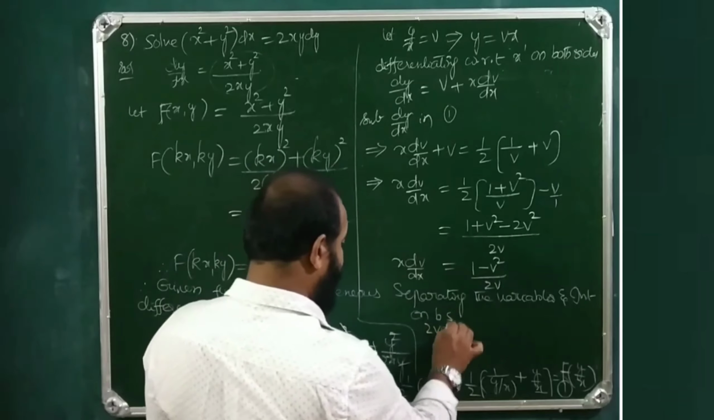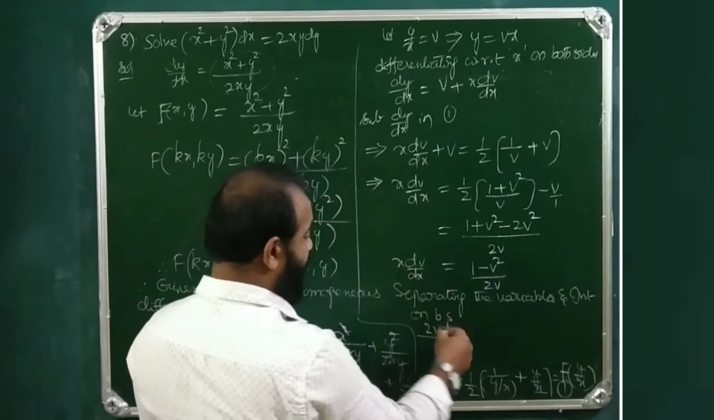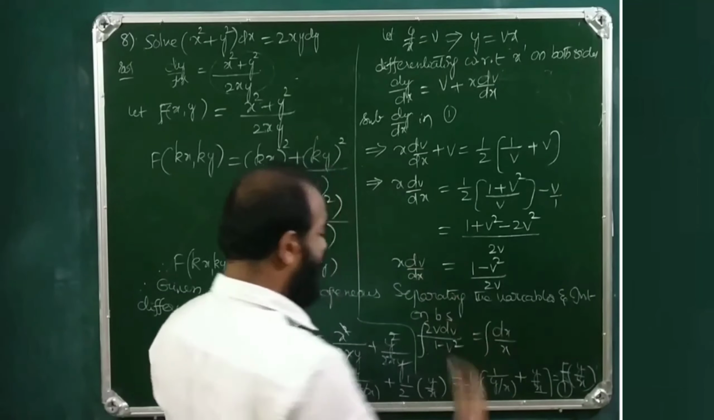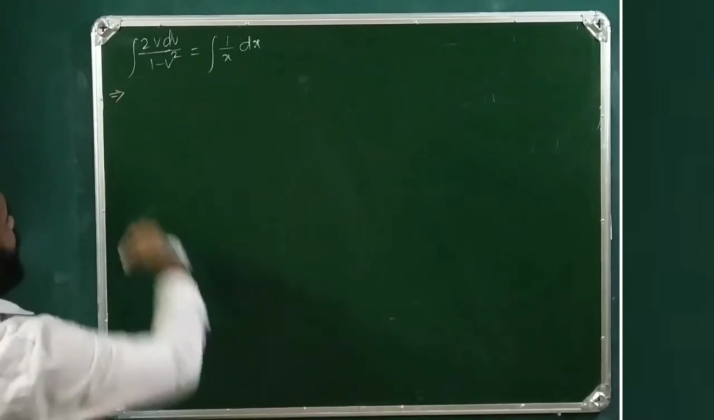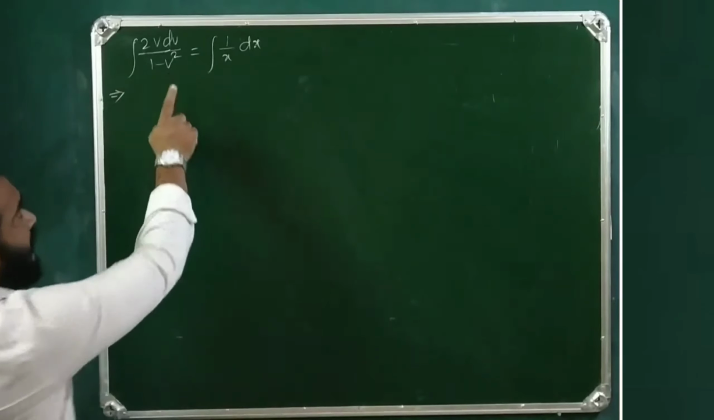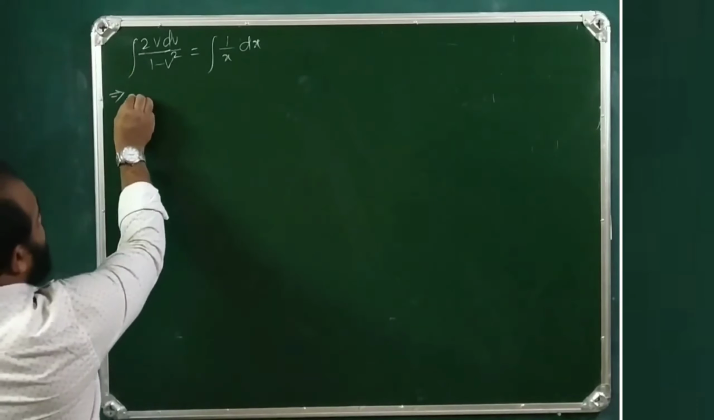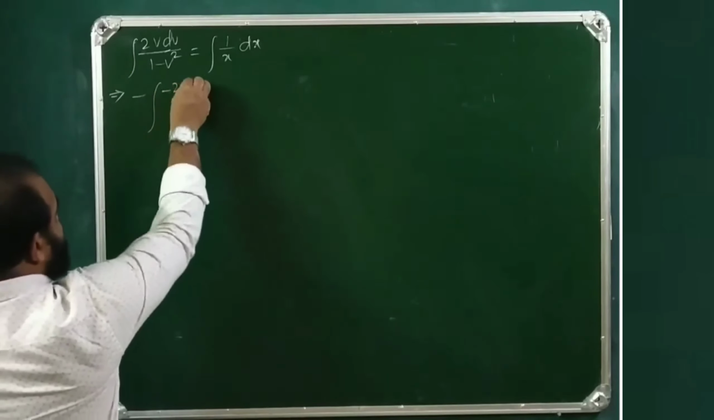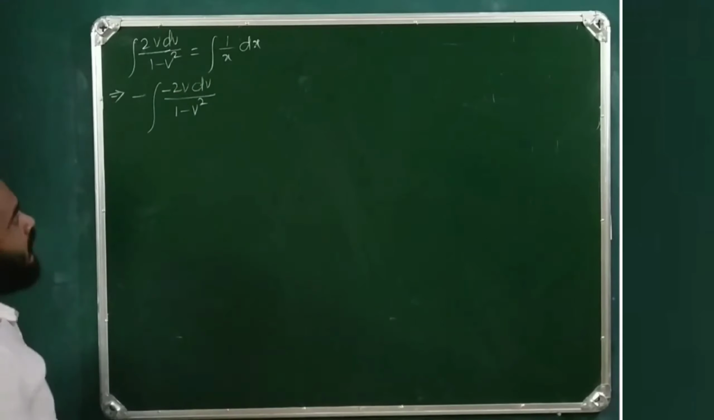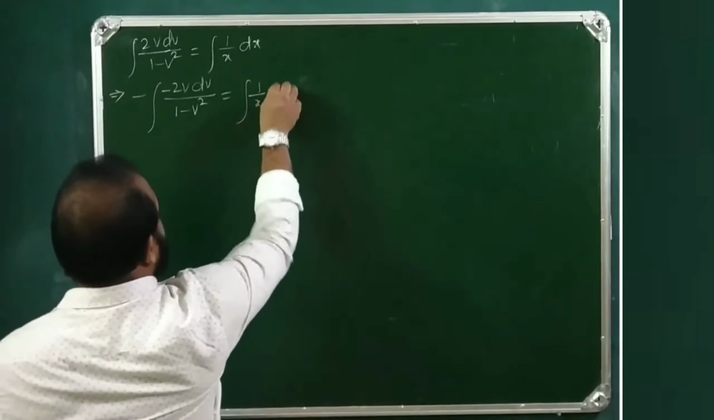2v dv by 1 minus v square. So this is x by dx. If you transpose onto this side, dx by x, integrating on both sides. So this is equals to, 1 minus v square's derivative is minus 2v, but here only 2v is there. So for this, minus of minus 2v dv by 1 minus v square. Minus of minus is plus only, is equals to integral 1 by x dx.